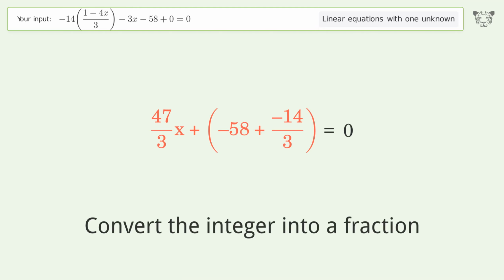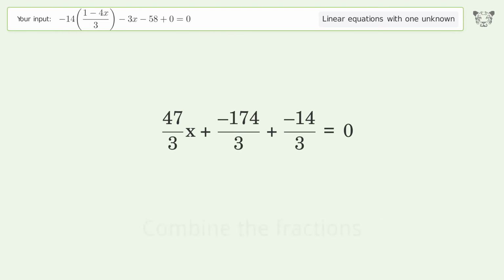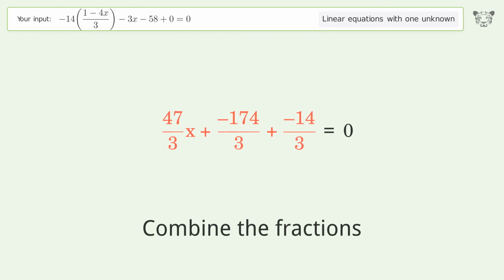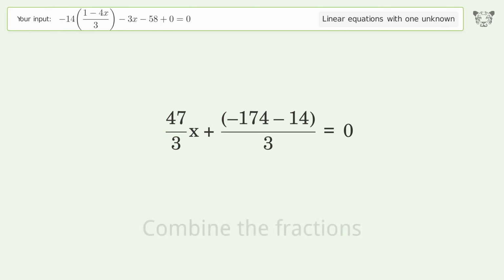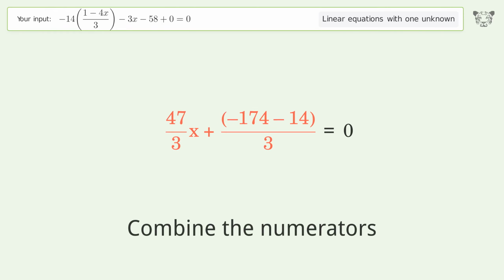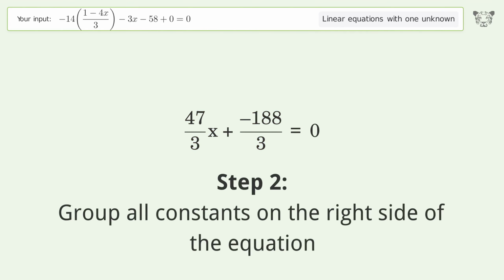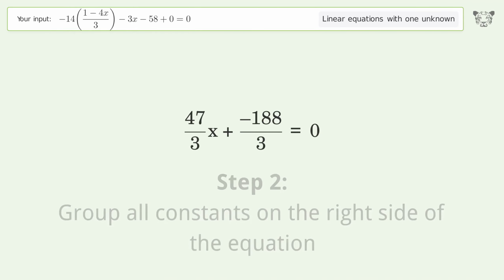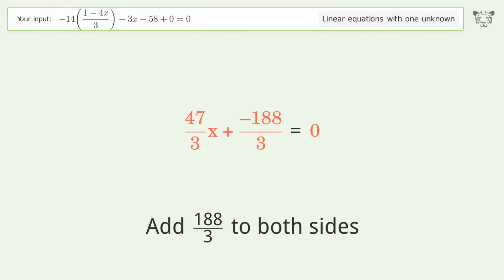Convert the integer into a fraction. Combine the fractions. Combine the numerators. Group all constants on the right side of the equation. Add 188/3 to both sides.